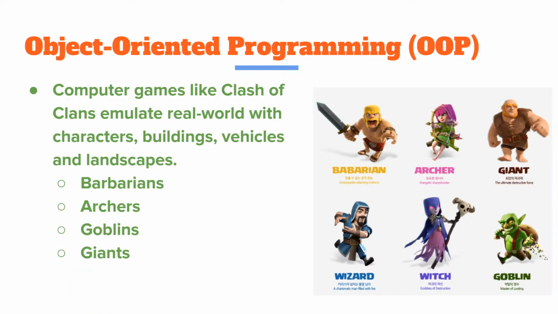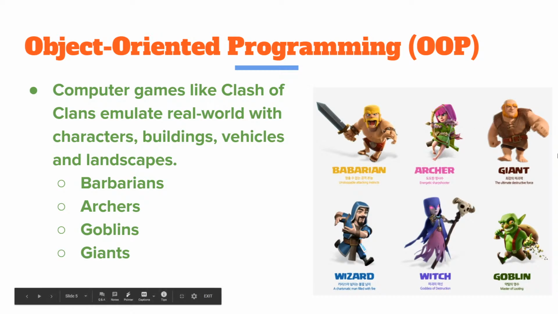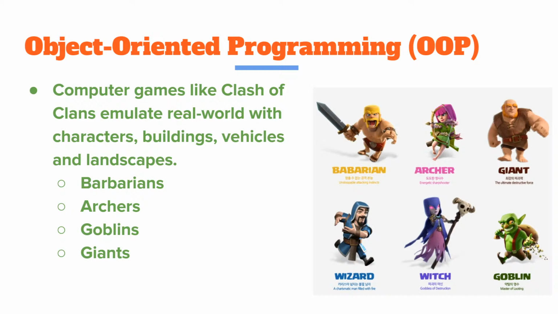So computer games like Clash of Clans emulate real world characters, buildings, vehicles, basically a lot of things, and obviously slightly modified in order to make the game more exciting. So here we have 6 different characters. We've got a barbarian, an archer, a giant, a wizard, a witch, and a goblin, right? So all of these seem to be quite different characters, right? And once we go down and focus on each one of them, we can see what exactly characteristics belong to each of them.